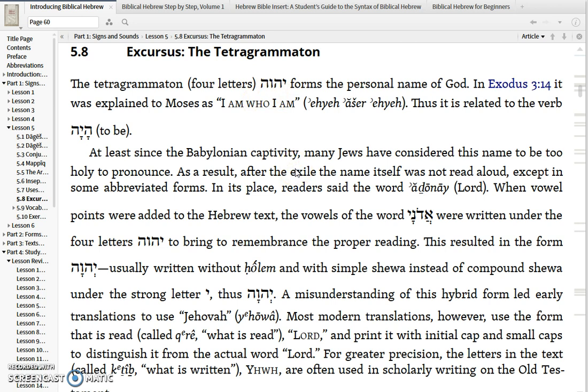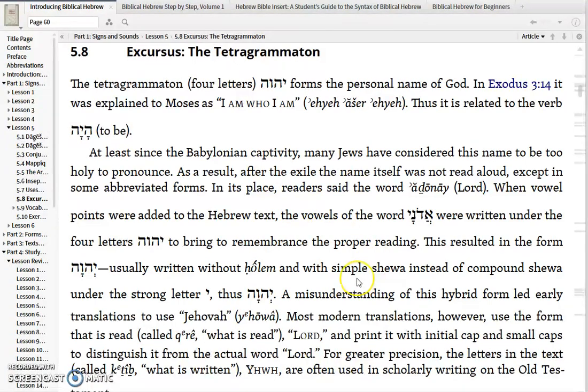And this was emphasized to Moses in Exodus 3:14, where it was explained to Moses, "I am who I am," Ehyeh Asher Ehyeh, and it relates the divine name, Yahweh, in the verses that follow, to the verb "to be," hayah, which means "he was" or the like. Ehyeh means "he is" or "he will be." At least since the Babylonian exile, Jews have considered this name too holy to be pronounced.